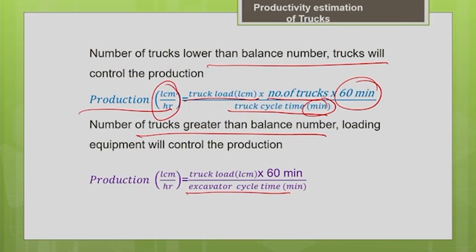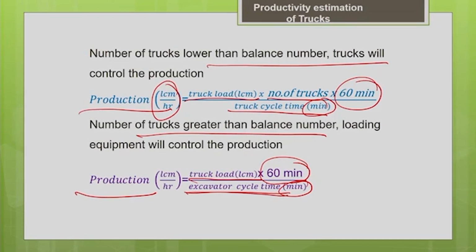Now, how to estimate the productivity? Truck load divided by the excavator cycle time. It is in minutes, so converting it to hour, I need to multiply by 60 minutes. This will give the production of the system when the number of trucks is greater than the balanced number.